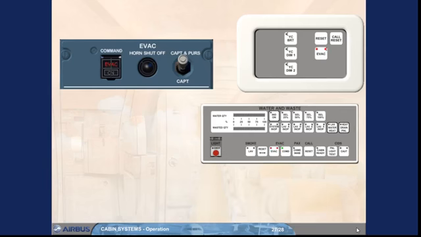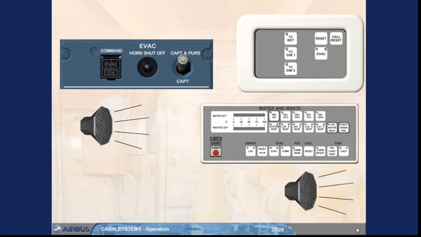The purser has selected the evacuation command push button on the forward attendant panel. In the cockpit, the evac horn sounds and the evac indicator flashes. In the cabin, the evac horn sounds and the evac indicators flash on the forward and aft attendant panels.